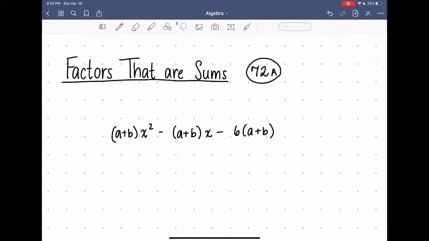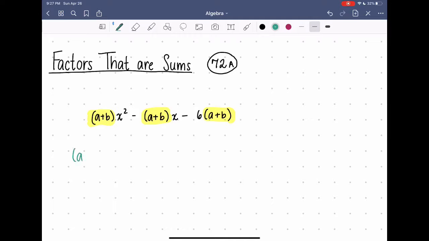But if I look at all 3 sections, I actually do have something that's in common. You can see I have an a plus b here, I have an a plus b here, and an a plus b here. So look back at the title of the lesson, factors that are sums. So we have a sum in parentheses, and that happens in every single term, so we can actually factor out that sum before we even start factoring the whole equation. So we're going to take out that full term, the full a plus b, from every single term. So if I take out the a plus b, I'm left with an x squared, an x, and a 6.